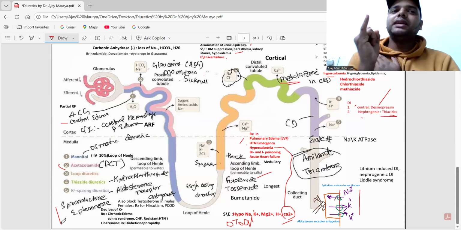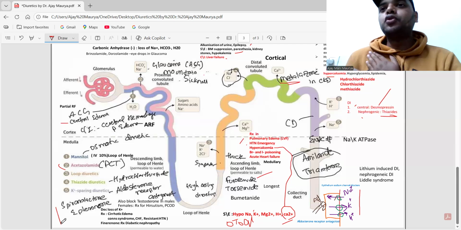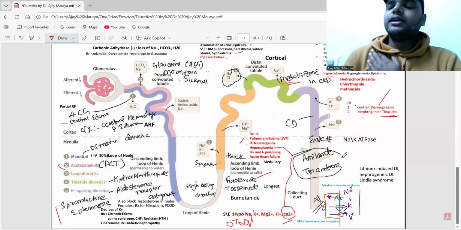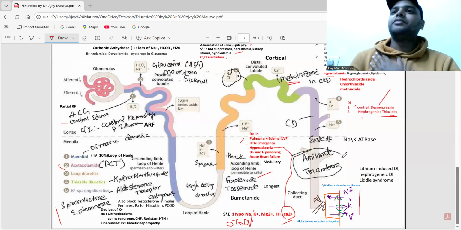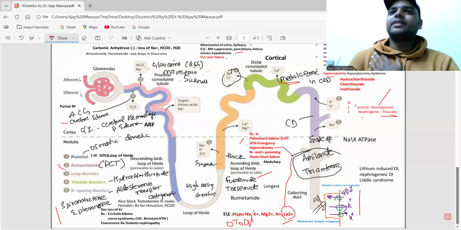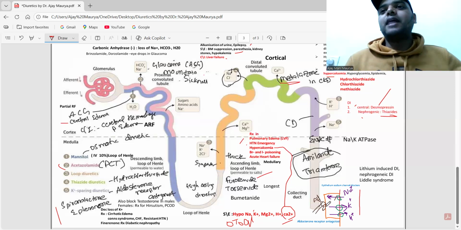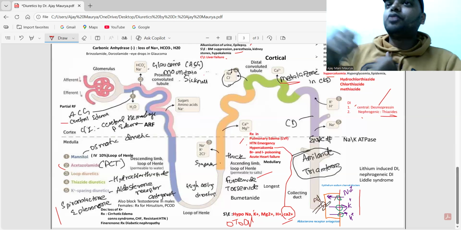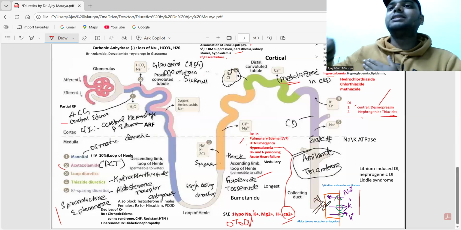Spironolactone and eplerenone. What are the drugs that block the ENaC, meaning the epithelial sodium channels? They are amiloride and triamterone. Triamterone and amiloride. At least you have to know this. If you block this, what happens? The potassium loss will be decreased. Potassium is not going to be excreted in the urine.